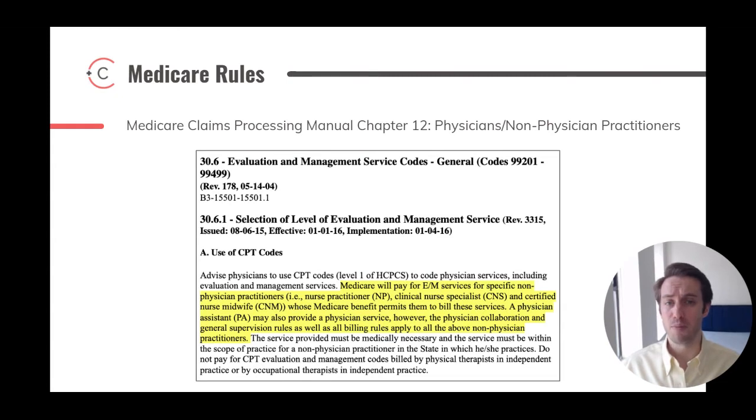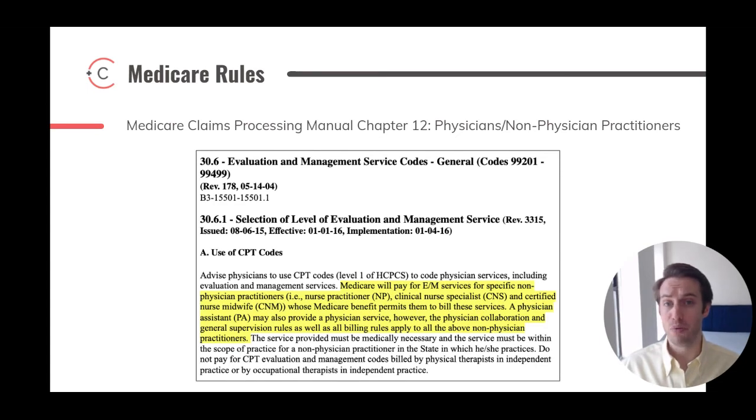Now, the Medicare Claims Processing Manual dictates billing procedures for Medicare-covered services, including RPM. And RPM falls under Evaluation and Management Services, or E&M. So we have included a screenshot from the manual here, highlighting which providers can bill E&M services like RPM. Now, per the Medicare Claims Processing Manual, physicians and specific non-physician practitioners can bill E&M services like RPM.